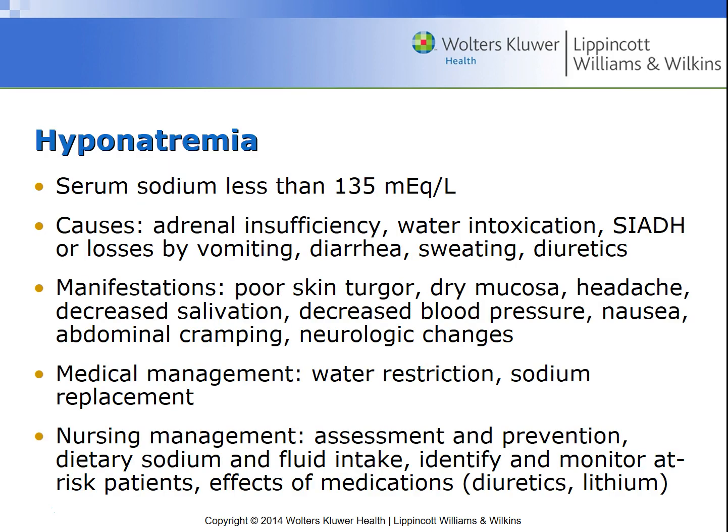So with sodium, it's a serum sodium less than 135. The causes can be adrenal insufficiency, water intoxication, which means they just keep drinking as much water as they possibly can, and that could be because they're so thirsty that they don't realize they're drinking that much. We also have another cause, which would be SIADH, or losses by vomiting, diarrhea, and sweating, and diuretics. So having not enough sodium is because of, or could be because of, these reasons. So a serum level less than 135 is going to be hyponatremia.